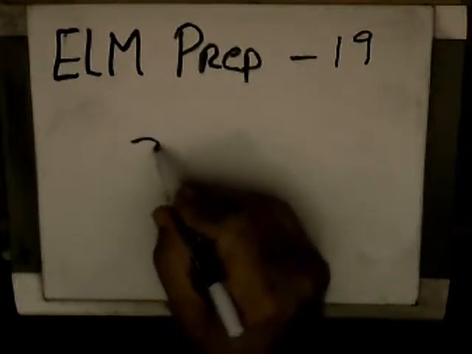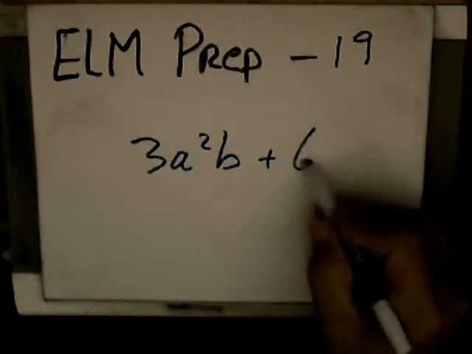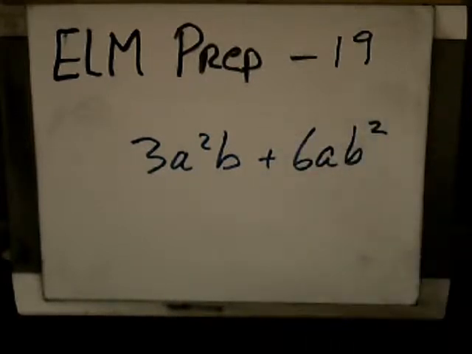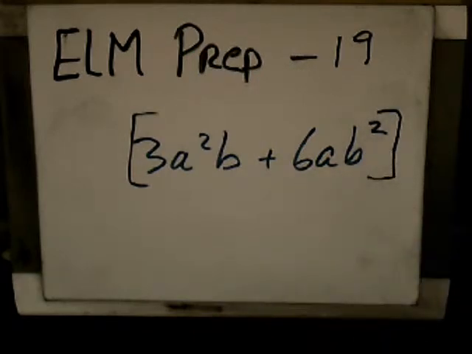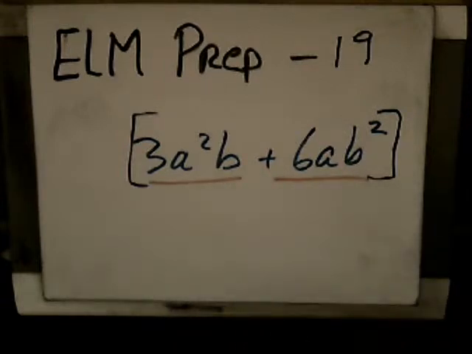So let's say we have 3a squared b plus 6ab squared. And they tell you to factor this or reduce it or somehow, for whatever reason, we want common factors. So the first thing I do is I put a bracket around the whole thing. Then I'm going to take each term and see what I can divide it by.